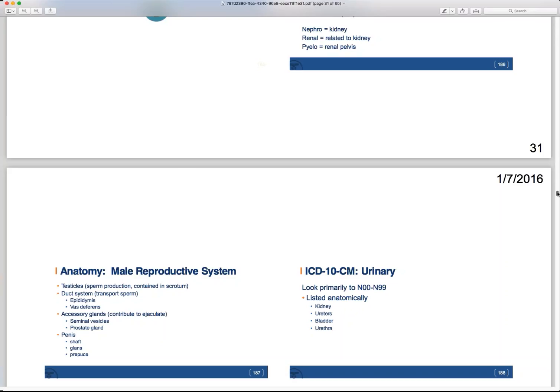CPT code 54150, very important, states circumcision using clamp or other device with regional dorsal penile or ring block. Make sure you highlight that, with dorsal penile or ring block. The reason I'm stressing that is if you drop down two little parenthetical notes later, it will say report CPT code 54150 with modifier 52 when performed without a dorsal penile or ring block. So one is with, one's without.